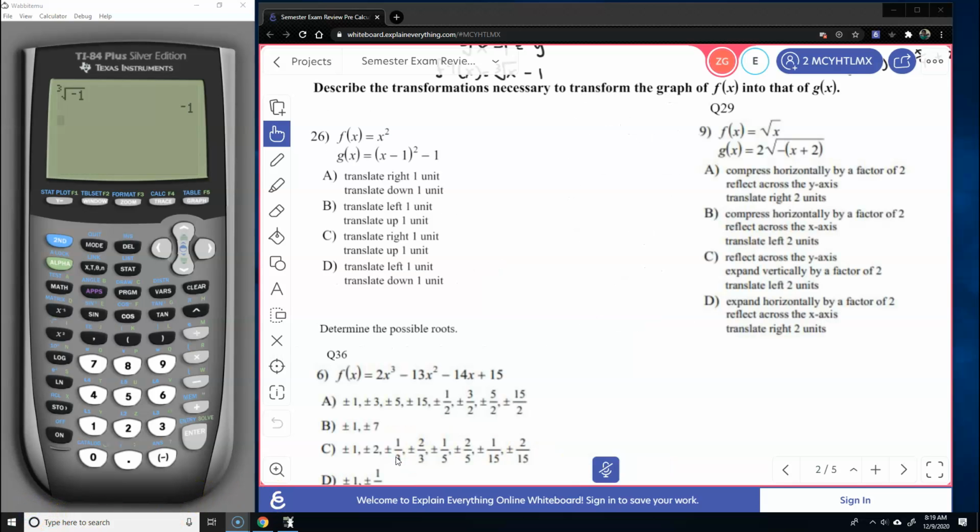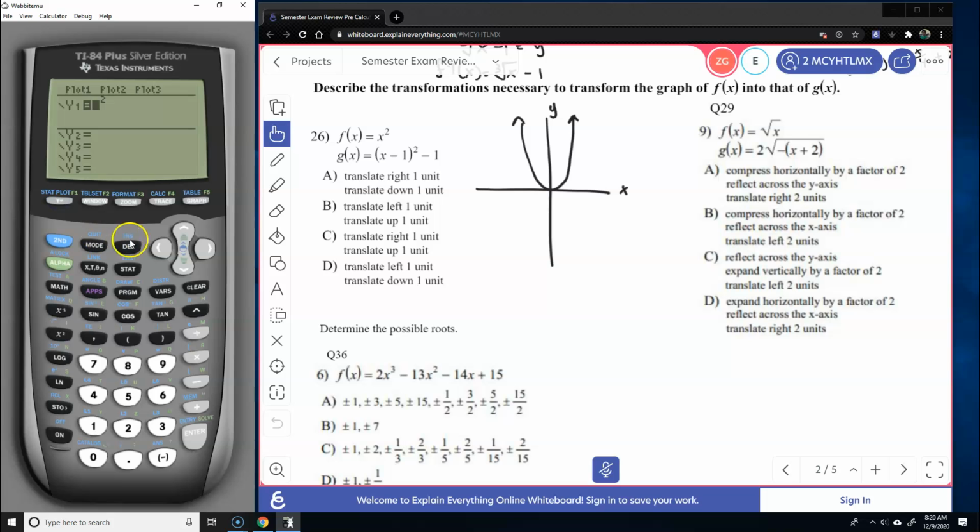For 26, it says describe the transformations necessary to transform f of x to g of x. So just like I've taught you before, on your graph, on your paper, you're going to sketch x squared. That's the parent function. So on your paper, I want you to go ahead and just sketch this. This is the parent function. This is your y-axis. This is your x-axis. Now, that negative 1 is going to do something. Both of these are going to do something. That negative 1 here is going to shift it down, and this negative 1 is going to shift it to the right.